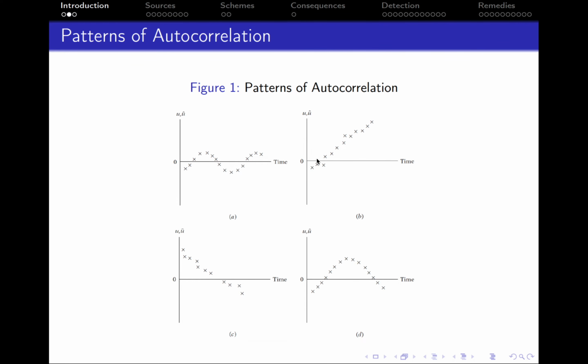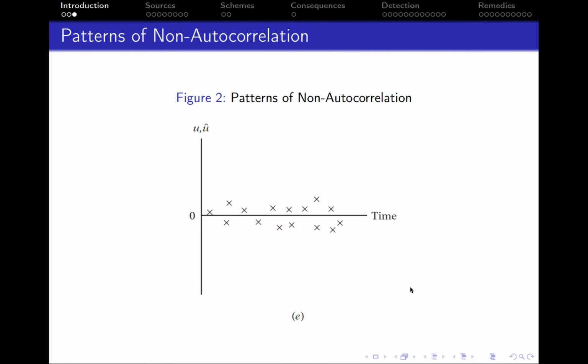In the second case, we see that residuals are an increasing function of time. In the third case, they're a decreasing function of time. And in this case, we see that the residuals increase for some time, and at some point they start decreasing over time. So those are the possible patterns of autocorrelation. Obviously, there are many more of them, and it is up to you to detect them.